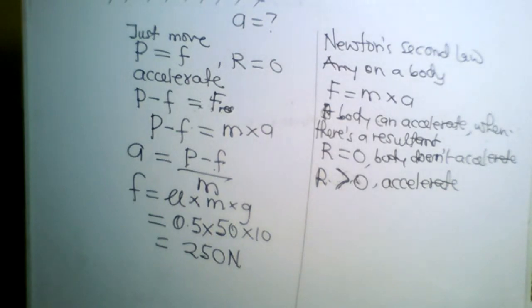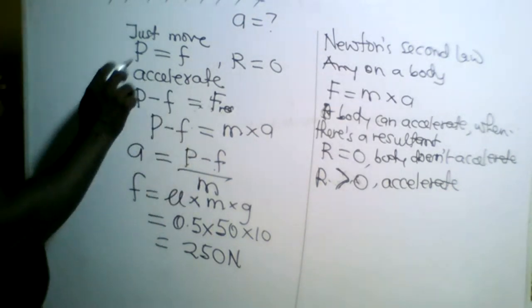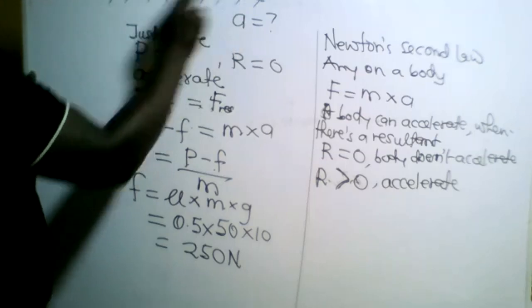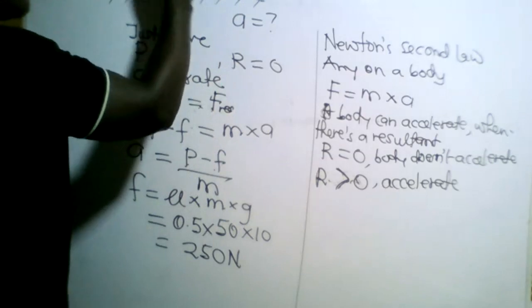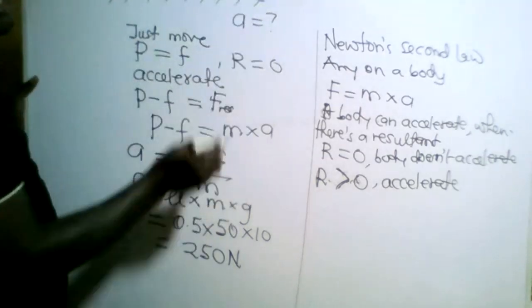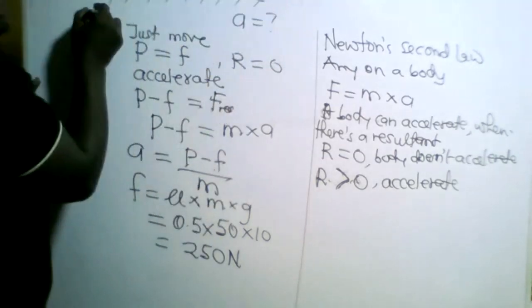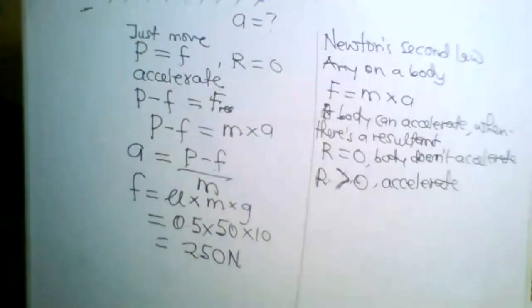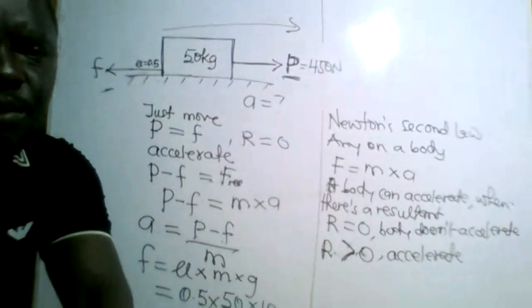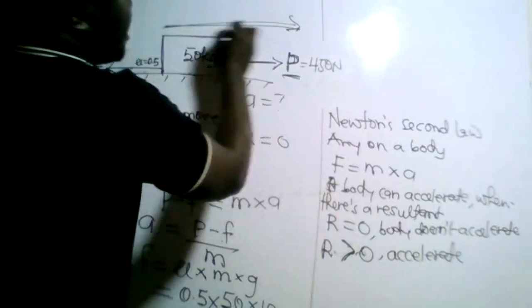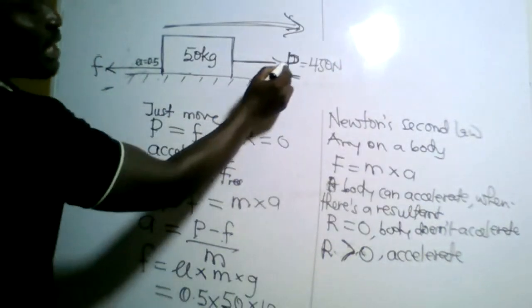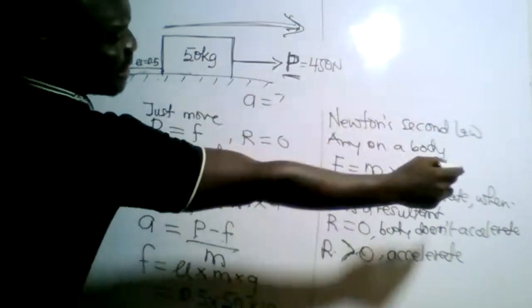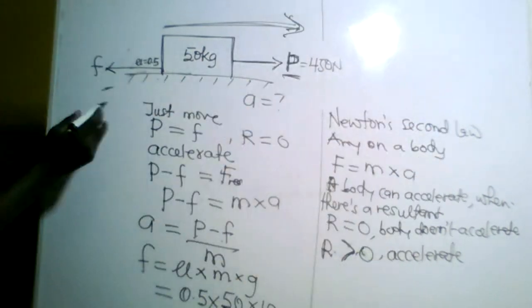Yes, sir. So if there are two forces happening here, and one moves in this direction, then it means P must be greater than F to move in this direction. Once the body moves and accelerates in this direction, it means that this force on my right is greater than what is at my left.